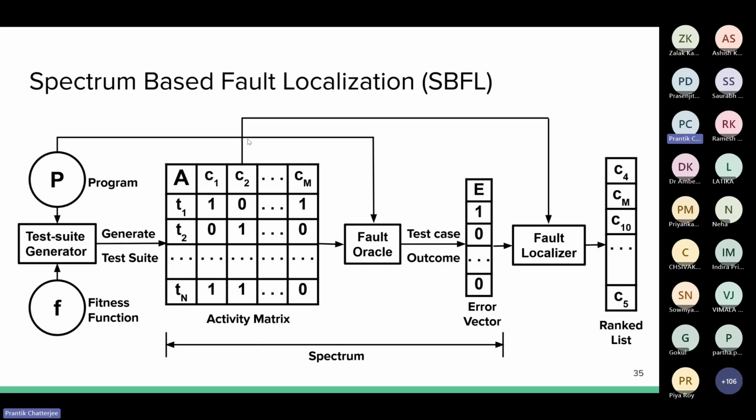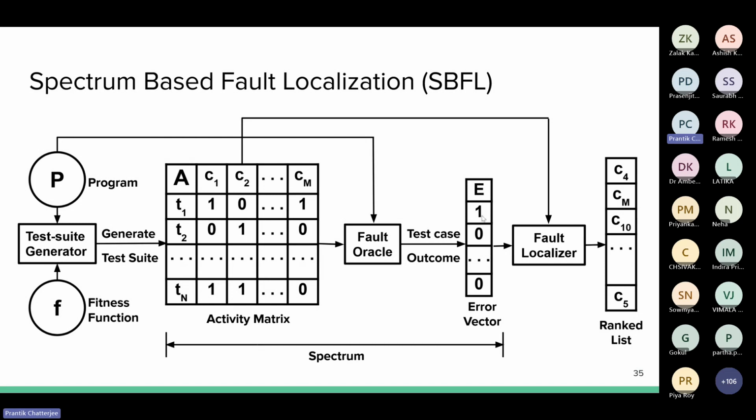Once you have this activity matrix, and also the corresponding sets of inputs, because without the inputs you will not have this coverage pattern, you feed these sets of inputs and the program into a fault oracle. The fault oracle executes the program on each of these given inputs and produces an outcome vector, or an error vector. The error vector will say whether the corresponding test case passed or failed.